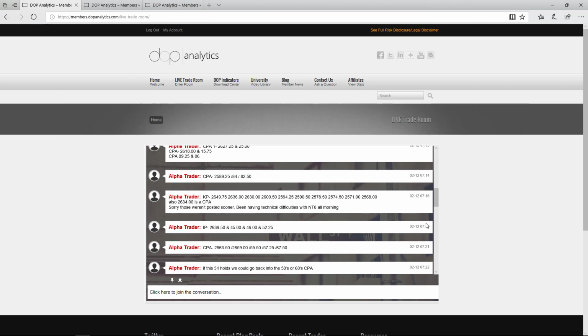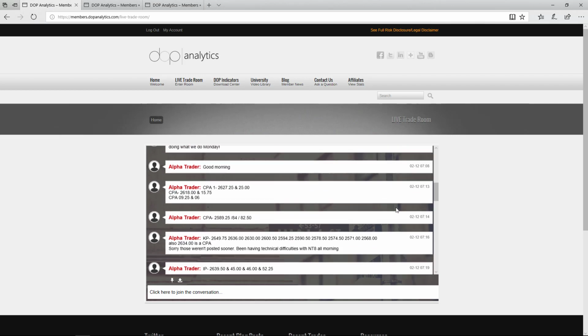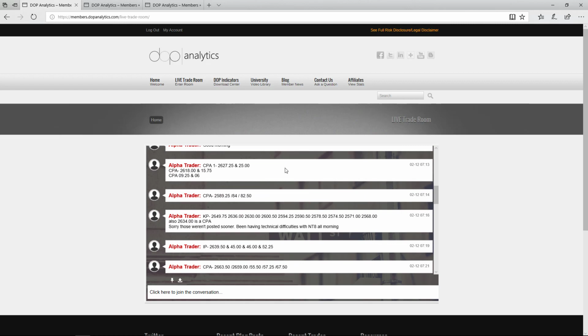Okay, so let's go to the trade room. It doesn't matter what day, I just wanted to grab a day. This is the 12th of February. So you're going to get price levels like this, and they're all going to be labeled CPA or KP or IP, and you're going to want to have a color distinction on your charts so that you know what is what. It might take you a little while to remember what they are. If you're taking notes, which you should be, you should write it down in your notes, or maybe even grab a sticky note and write down what it is and what color they are, and stick it to your monitor or somewhere you can see it for quick reference.